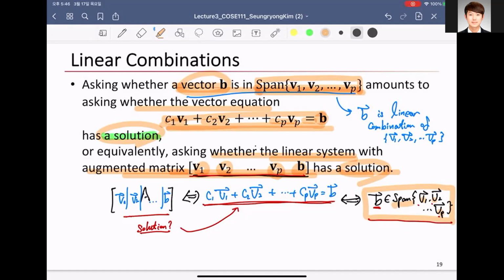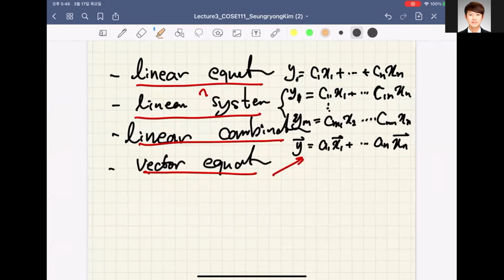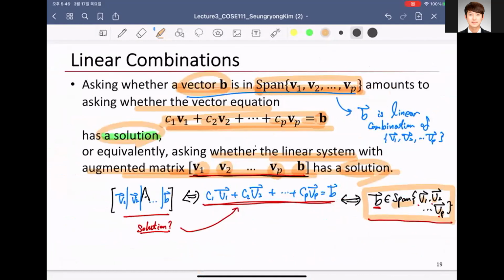Linear system and linear combination are exactly the same, but in different form. We represent the same linear system in an augmented matrix form here, vector equation form here, and another statement here. 다르게 표현했다는 거예요.